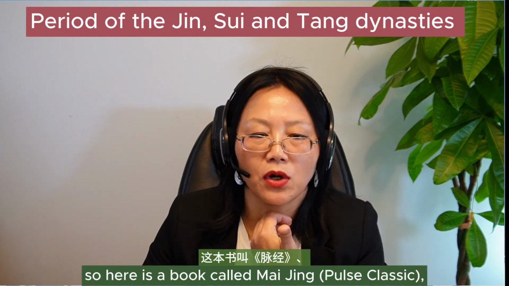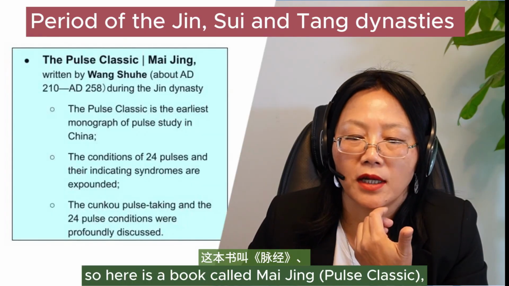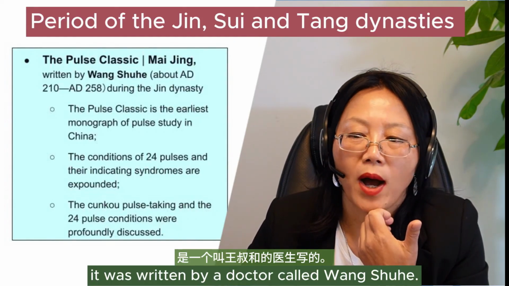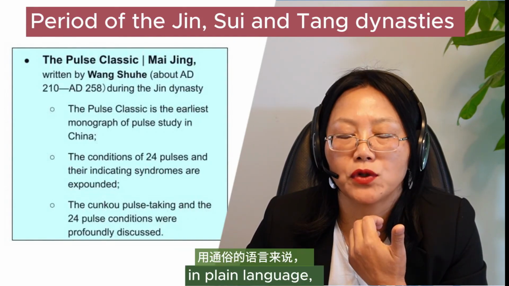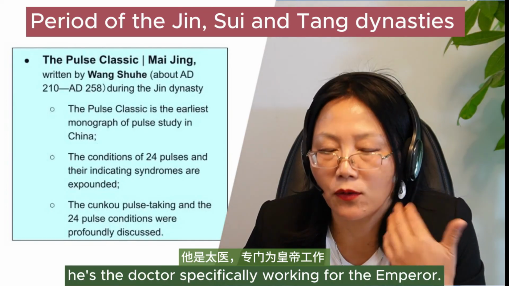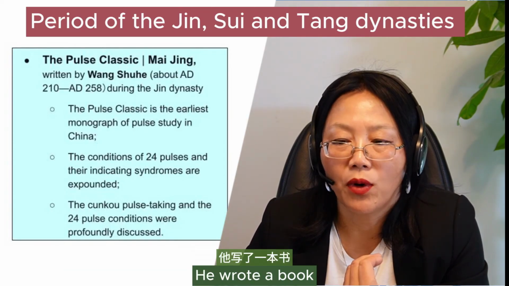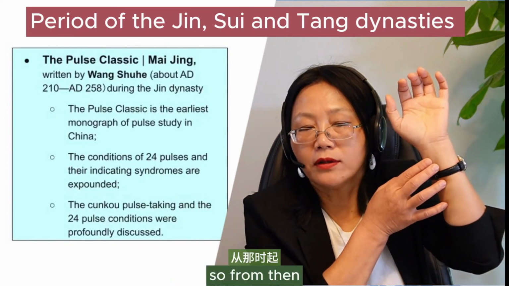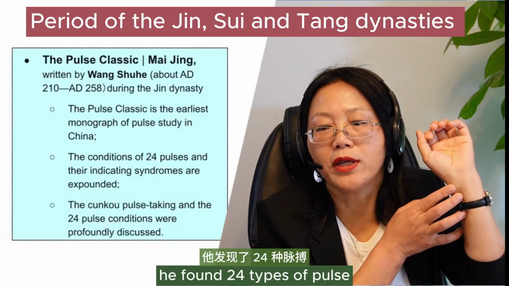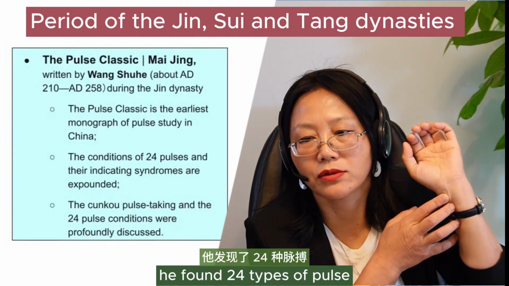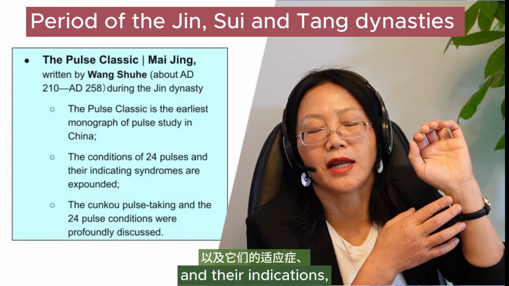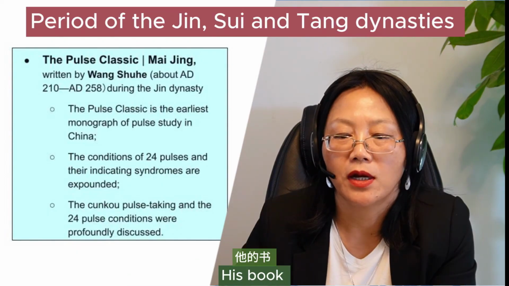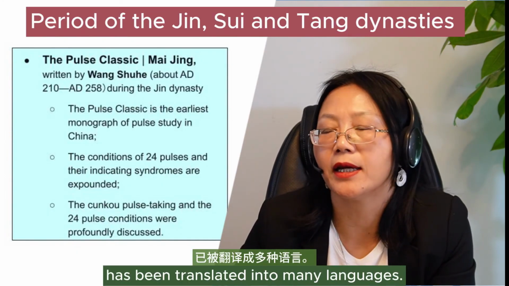Here, there's a book called Mai Jing or Pulse Classic. It's written by a doctor called Wang Shuhe. In plain language, he's the doctor specifically working for the emperor. He wrote a book about pulse taking. From then, he found out 24 types of pulse and their indications, like the pulse is floating or is deep. His book has been translated into many languages.